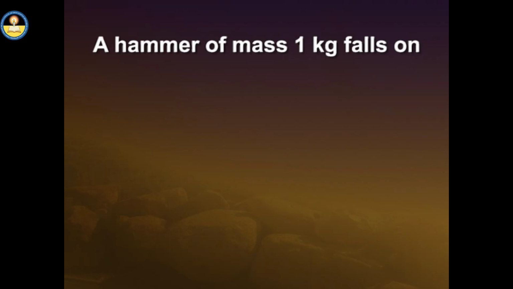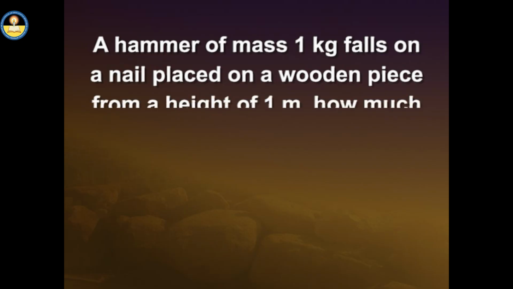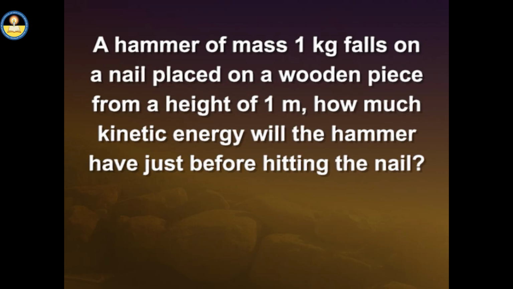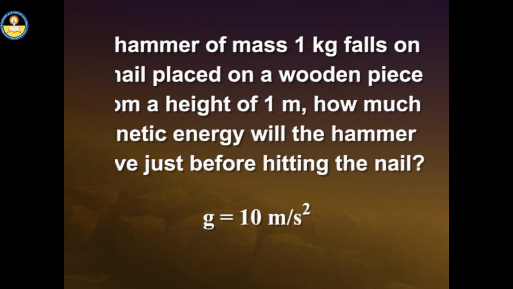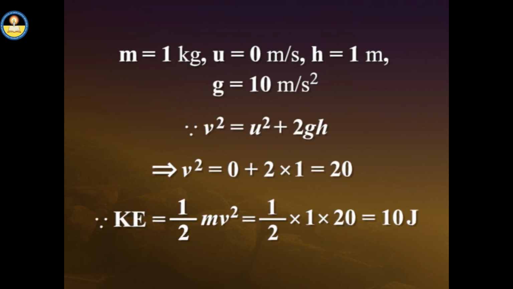Similarly, if a hammer of mass 1 kg falls on a nail placed on a wooden piece from a height of 1 meter, then measure how much kinetic energy the hammer will have just before hitting the nail. By using the second equation of motion, the kinetic energy of the hammer comes out to be 10 joule as shown.